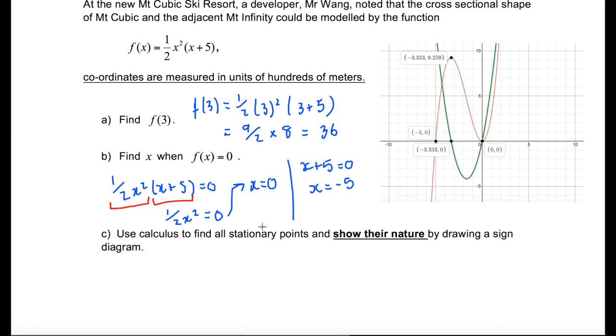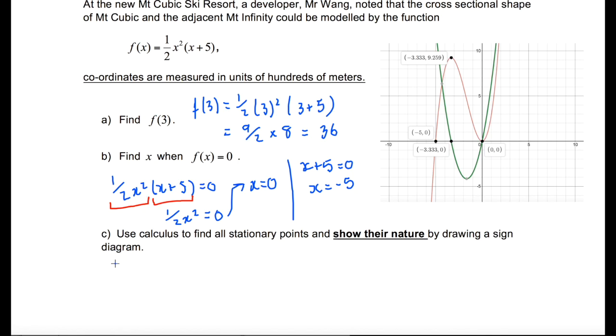Okay, use calculus to find all stationary points and show their nature by drawing a sign diagram. So what that means is, on our original equation here, we're going to have some maximums and some minimums. But on your test, you don't have this picture here. What this question is asking us to do is to find out the turning points and determine whether they're maximums or minimums, or maybe points of inflection.